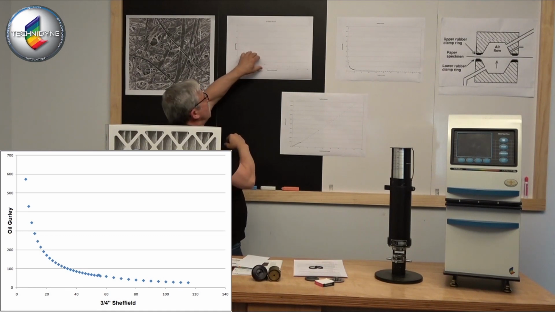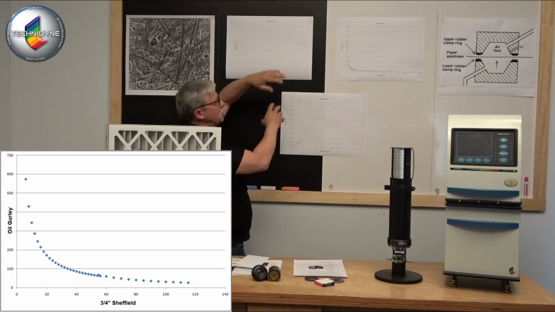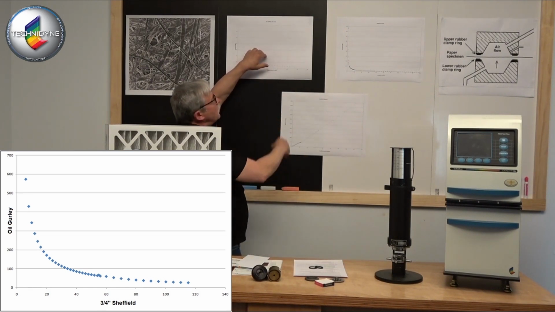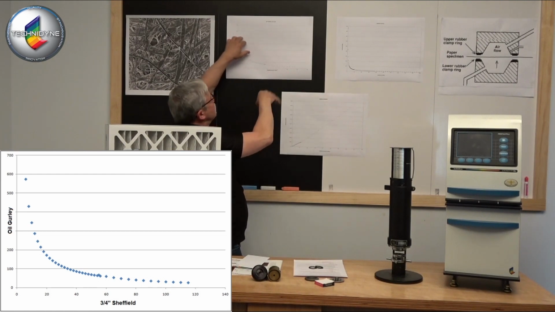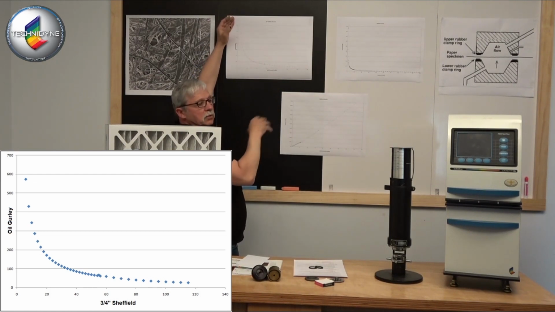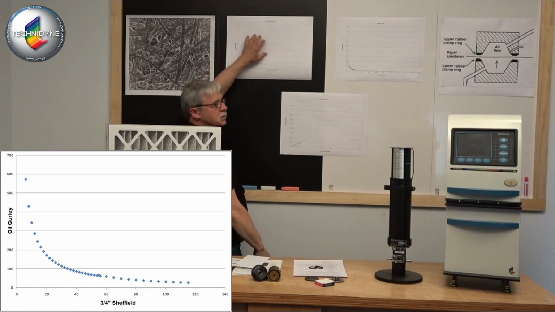I can't compare 1800 Gurley seconds to a Sheffield unit because I'm off the scale on my Sheffield range. I can't compare 400 Sheffield units to whatever Gurley seconds that might be, because now I'm off the normal scale on my oil Gurley densometer.